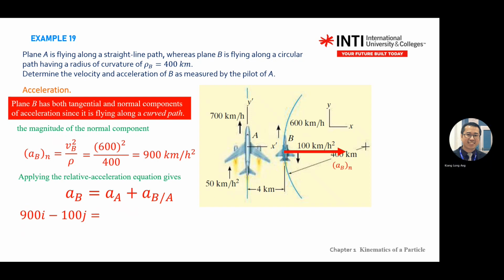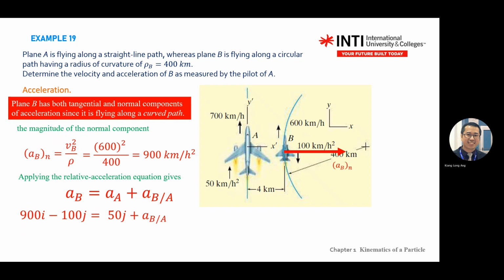AB. You know that the normal, you calculated already, right? Normal is 900. X is i, so 900i. You're given in the question the acceleration, go back. Y is negative, so negative 100j. This information was given in the question, so pay attention to that.